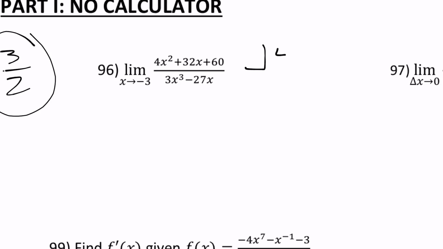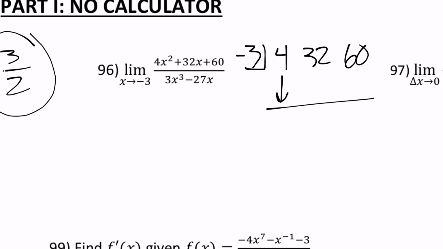So let's take the numerator 4x squared plus 32x plus 60, and let's divide it by that -3. So pull that 4 down. 4 times -3 is -12. 32 and -12 is going to give us a positive 20. 20 times -3 is -60. So I get a remainder of 0, which tells me that there is actually a hole here.